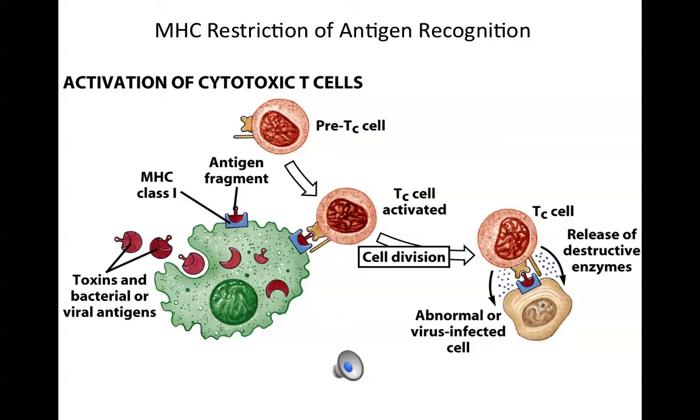We identified two different categories of MHC markers, class 1 and 2. And to activate a CD8 positive T cytotoxic cell, fragments of antigen, again, these are bits and pieces of toxins, bacteria, or viruses, are packaged in this class 1 marker. If we want to communicate with different types of T lymphocytes, we're going to package these bits and pieces into a different type of MHC marker. So to communicate with the CD8 cytotoxic cells, we have to package the antigen in a class 1 MHC.